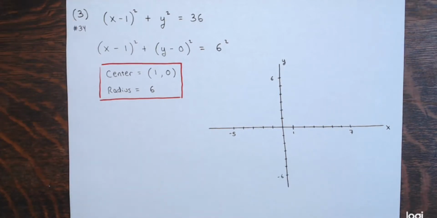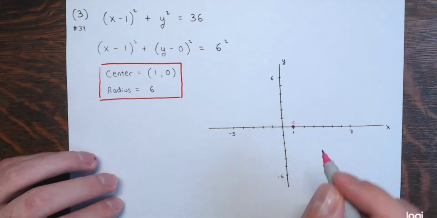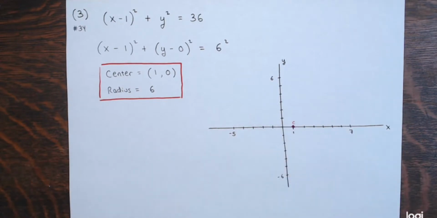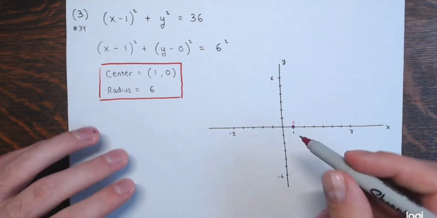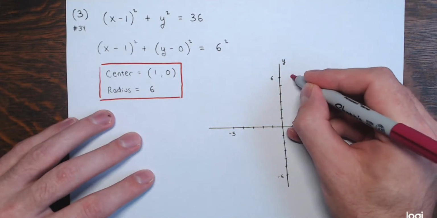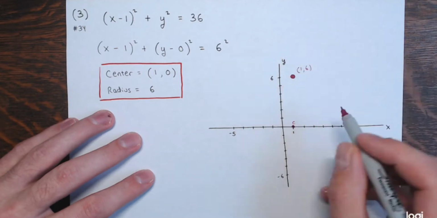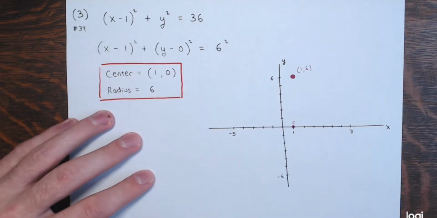Alright, yeah, so the center is 1, 0. I'm going to put C there for center. It's not actually on the circle. Then 6 units above this, make that a little bigger, there's the point 1 comma 6, and that should satisfy the equation.